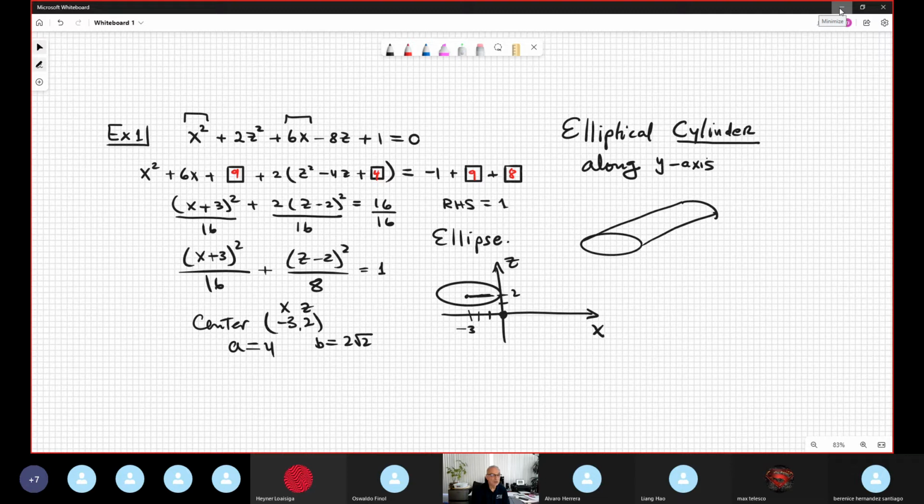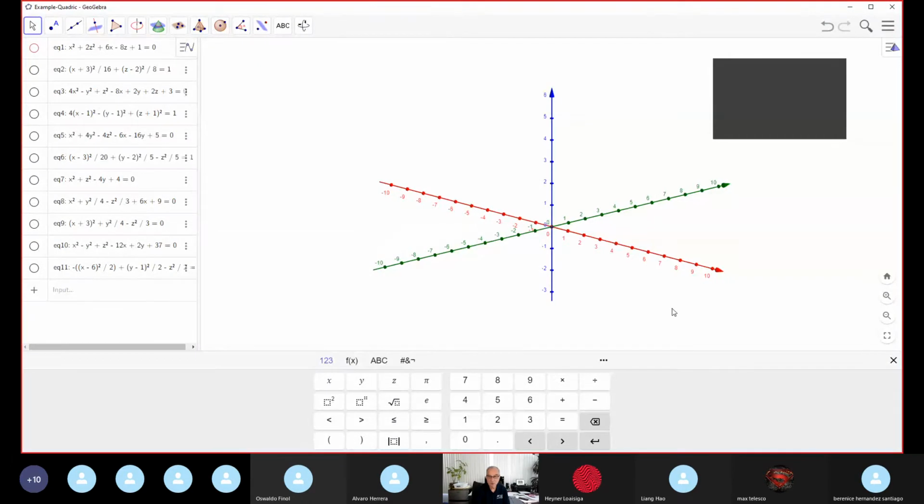Open this quadric example. Okay, let me share the screen. GeoGebra quadric example. Do you see or no?